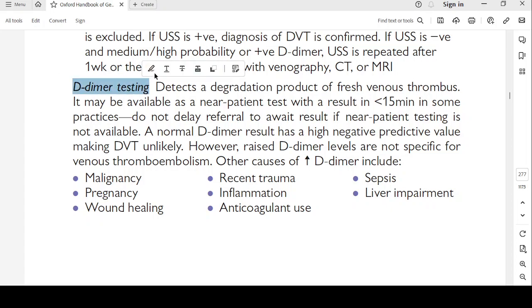D-dimer testing detects the degradation products of fresh venous thrombus. It may be available as a near-patient test with a result within 15 minutes. In some practices, do not delay referral to await the result if near-patient testing is not available. A normal D-dimer test result has a high negative predictive value for making DVT unlikely. However, a raised D-dimer is not specific for venous thromboembolism. Other causes of raised D-dimer are malignancy, pregnancy, wound healing, recent trauma, inflammation, anticoagulant use, sepsis or liver impairment.